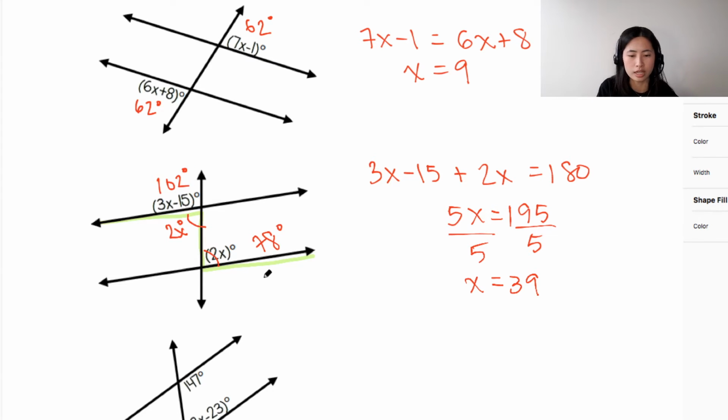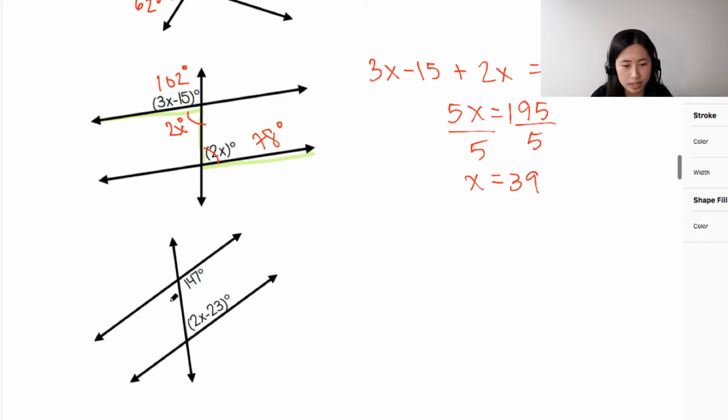Okay, so if you were to use 39 as your x, and you plug in 3 times 39 minus 15, you should get 102. Yeah, so just be careful. Just because you have x equal to 39, that does not mean that the angle is 39 degrees, because this one is 2x. Therefore, you're taking 180 minus 78 to give you 102. Or alternatively, you can take 39 times 3 minus 15, and you still get 102 degrees.